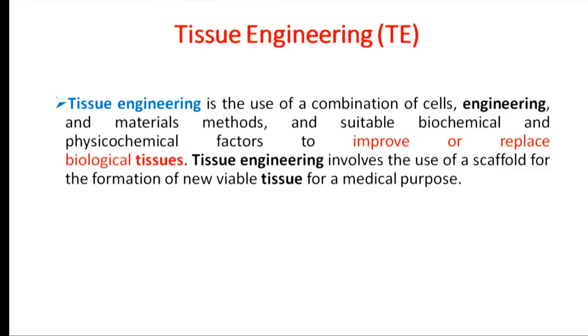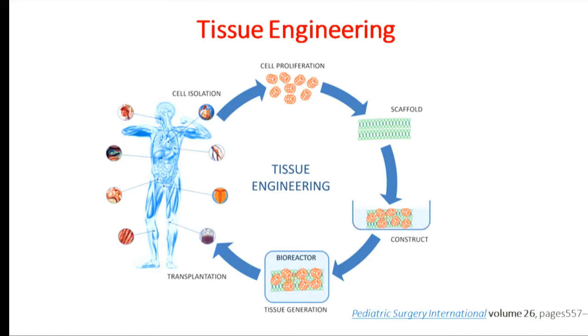Back to tissue engineering, just to give a flavor of what it is: the use of a combination of cells with engineering material methods. So for tissue engineering we need chemists, physicists, material scientists, biologists, microbiologists, and cell biologists. That's the whole combination of the team we need for tissue engineering.